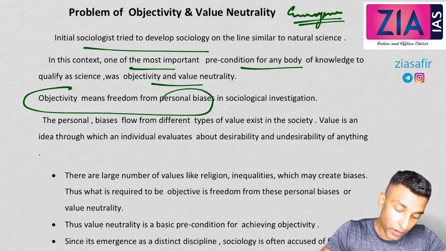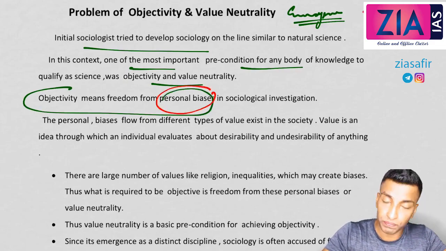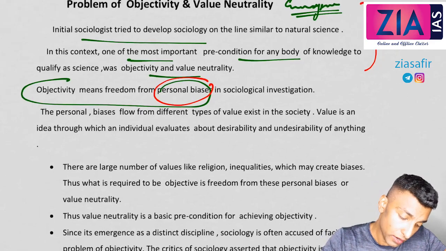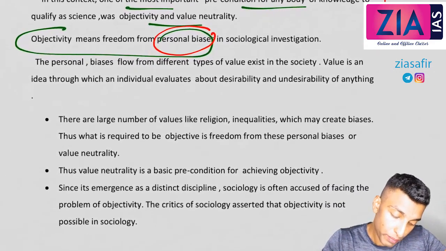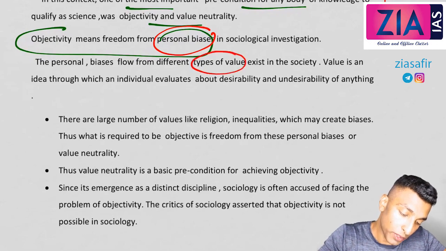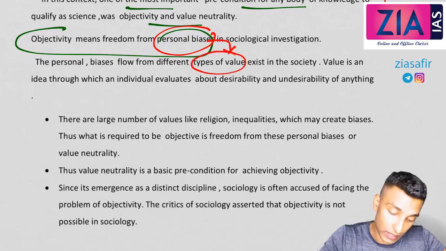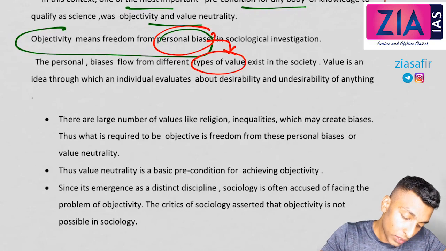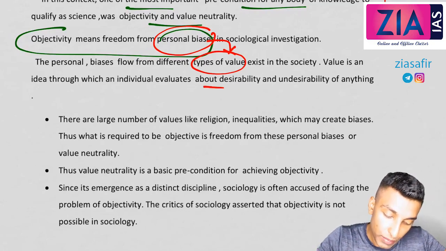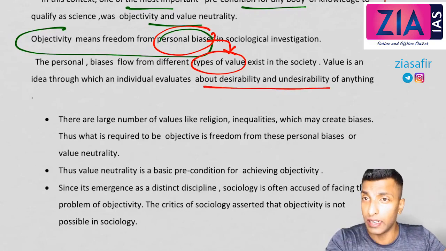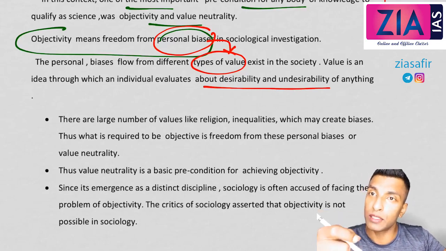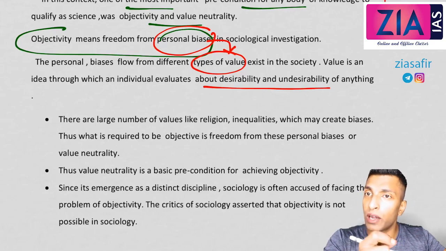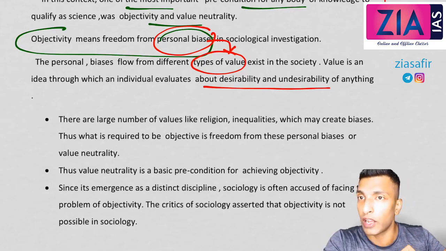So this is the key point which you need to know. The context anyway you know. Objectivity means freedom from personal bias in the investigation. The personal bias flows from different types of values. How is personal bias coming? From values we have discussed. Value is an idea through which individuals evaluate the desirability and undesirability of anything. Whether I need this or not. Whether I need a female child or a male child. Okay, so that is based on the value. If it is patriarchal value, male child. If it is a matriarchal value, female child.